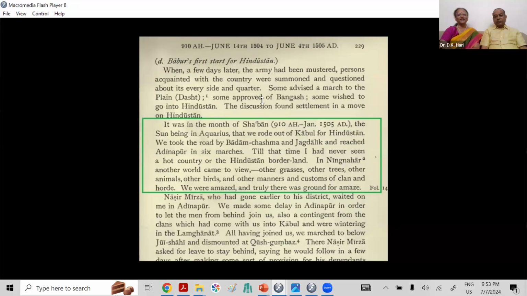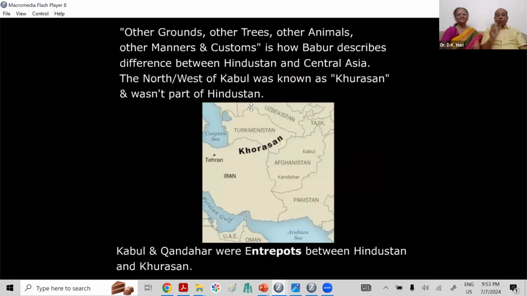If this discussion hadn't found a settlement, then the history of India would have been totally different for 500 years, because they had three options, but they chose the eastern option then. So that's a different point I wanted to tell you: in history, how small decisions change the history of the land for centuries together. And see here, he says Kabul and Kandahar were the entrepots between Hindustan and Khorasan. So just beyond this area was called Khorasan. And see here, they say Kabul and Kandahar.